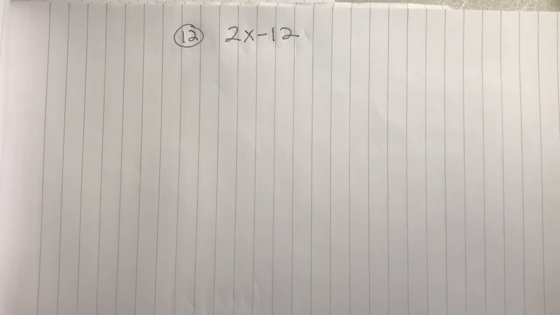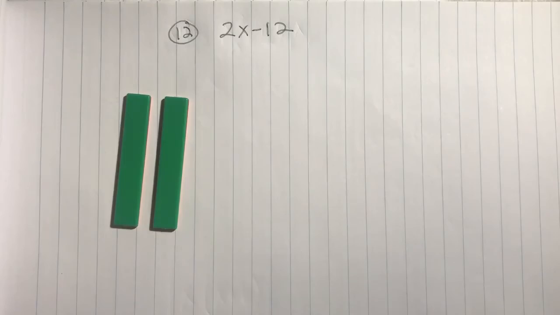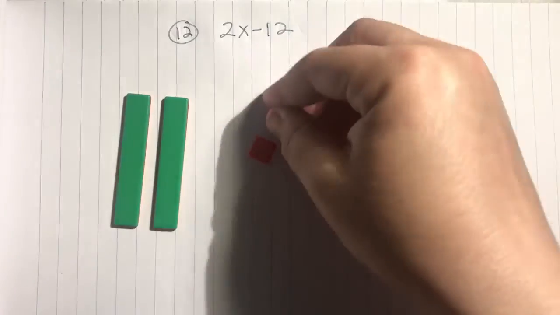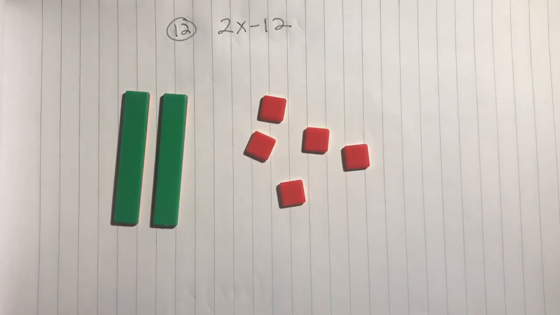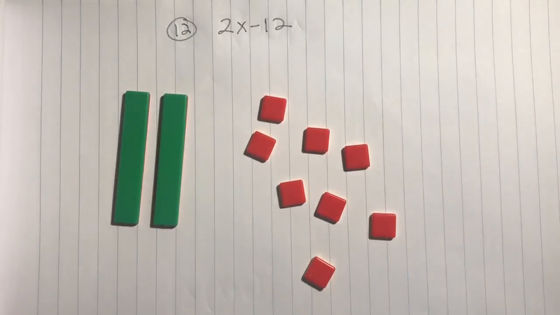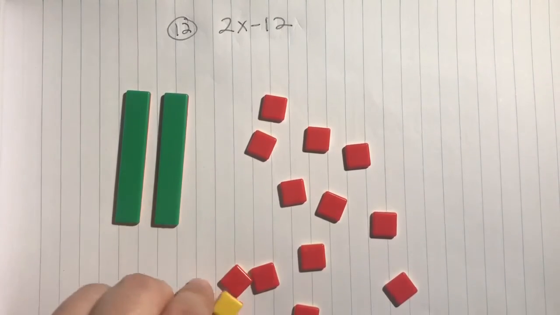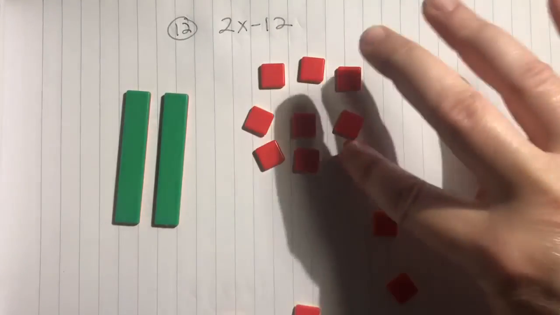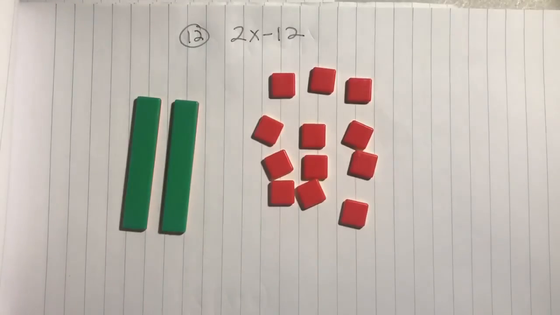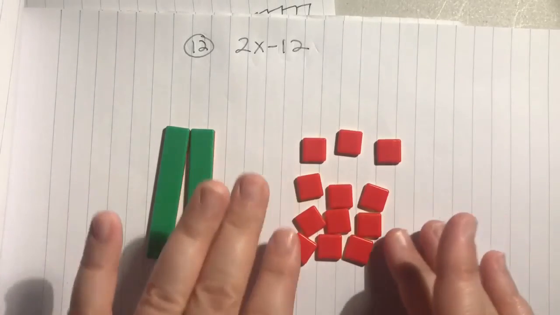Here I am on number 12, and I have 2x minus 12. So that's 2 of these, that's 2x. And negative 12 is 12 of these red pieces. I'm just going to add a bunch of them and see if that's enough. Let's see. 1, 2, 3, 4, 5, 6, 7, 8, 9, 10, 11, 12. We don't need that one. Okay, so here I have 2x minus 12.